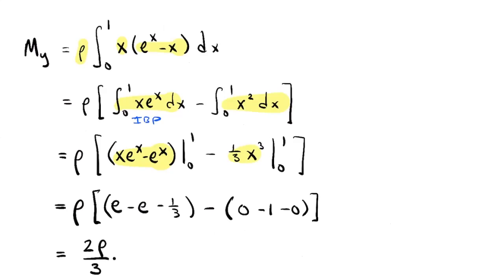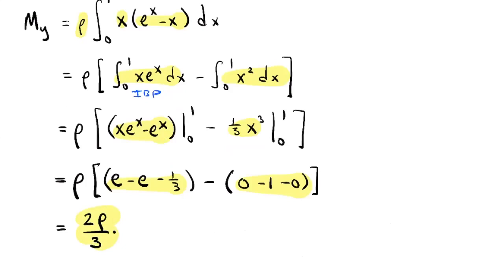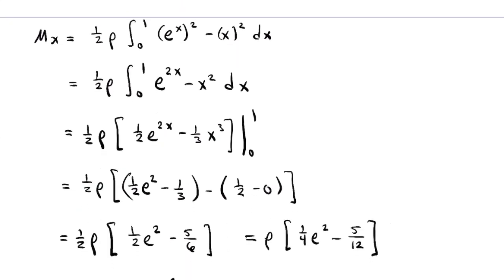Then I just plugged in 1 into all three of those: x times e to the x minus e to the x minus a third of x cubed, then plugged in 0. Evaluate it all out, you get 2/3 rho. Nice. How about M sub x?